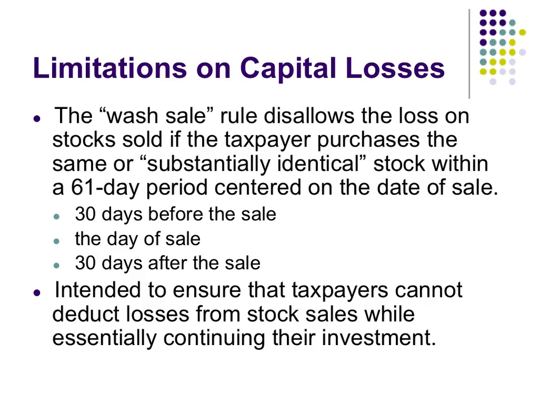All right, so this is verbiage straight out of your textbook, and we'll do an example to show you how this works next. But the wash sale rule, that's what this is called, disallows the loss on stock sold if the taxpayer purchases the same or substantially identical stock within a 61-day period centered on the date of sale. So you've got the date of the sale, and you've got 30 days before and 30 days after.